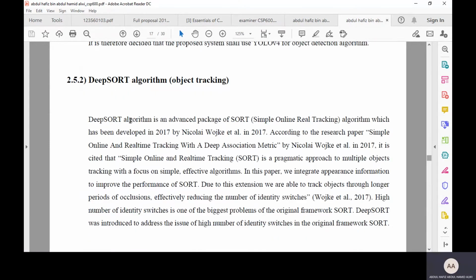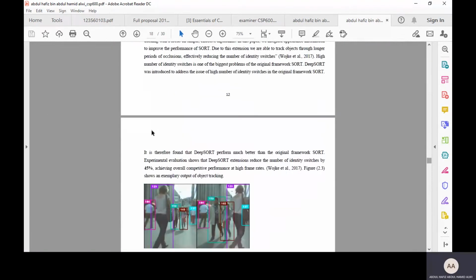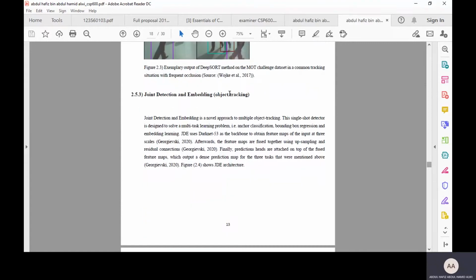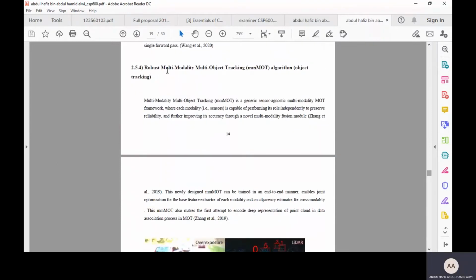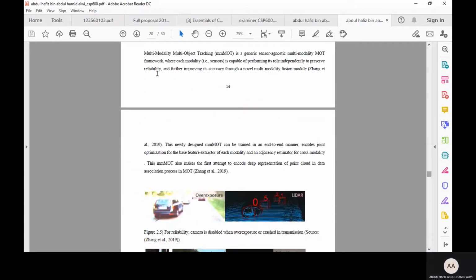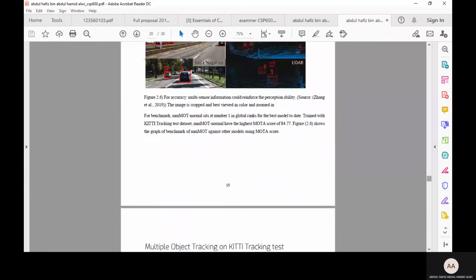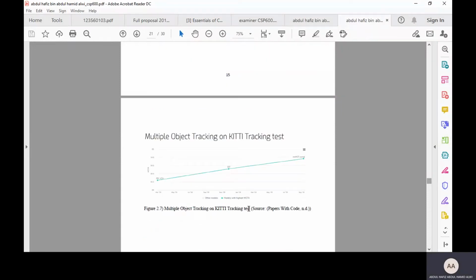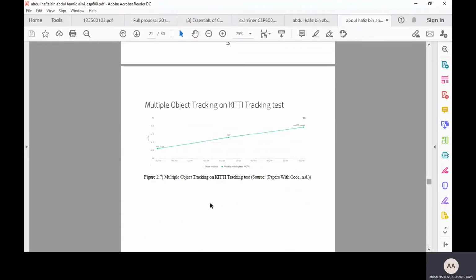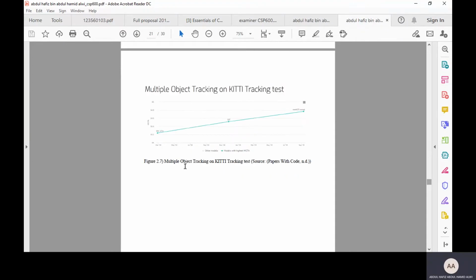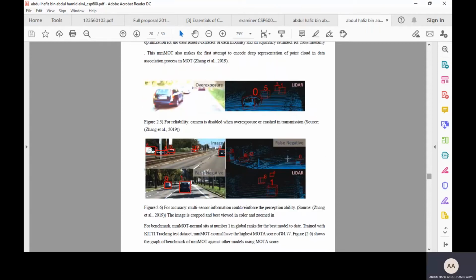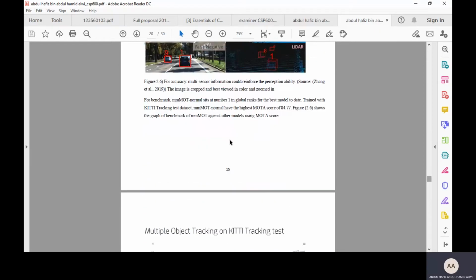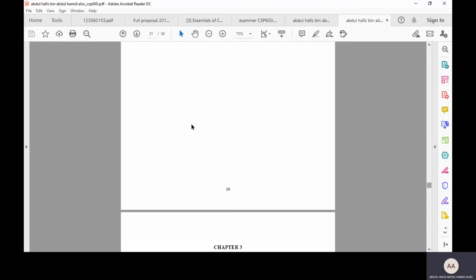And 2.5.2 is the Deep SORT algorithm, for object tracking. 2.5.3 is joint detection and embedding, which is also an algorithm for object tracking. And this is actually rank number 1 according to Papers with Code. It is the global rank 1. So I'm really interested to compare this with the Deep SORT algorithm, because currently most people use Deep SORT for object tracking.